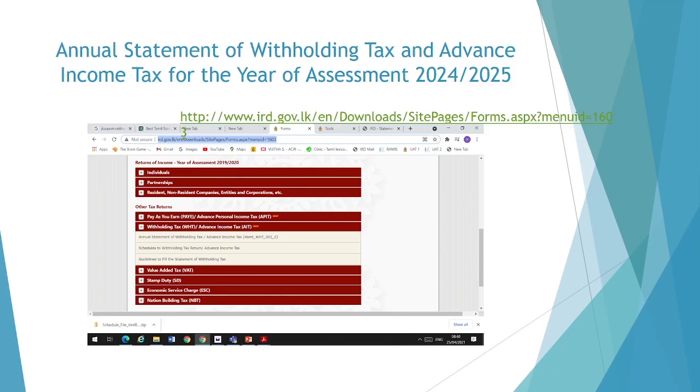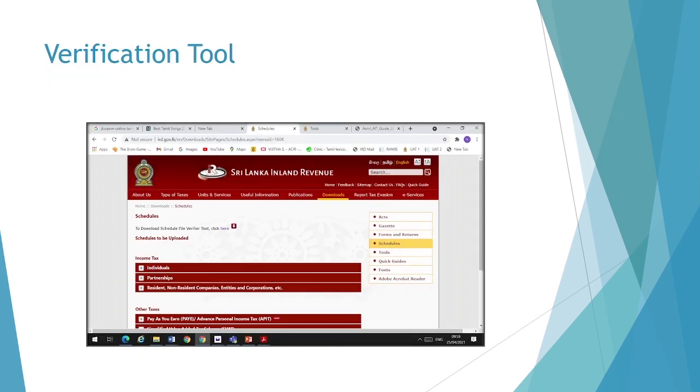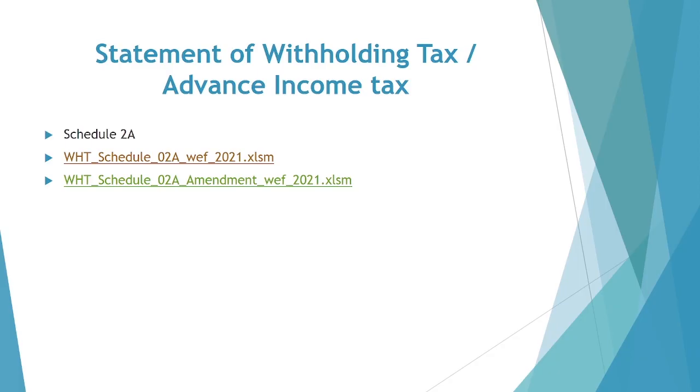You can find the annual return, draft copy of the return, schedules and guidelines under this page of our IRD website, and you can find the verification tools also on our website under the downloads. Please make sure that before you submit the schedule, it is verified using the verification tool. I will explain how to fill Schedule 1, Schedule 2 and Schedule 3 with my guideline.